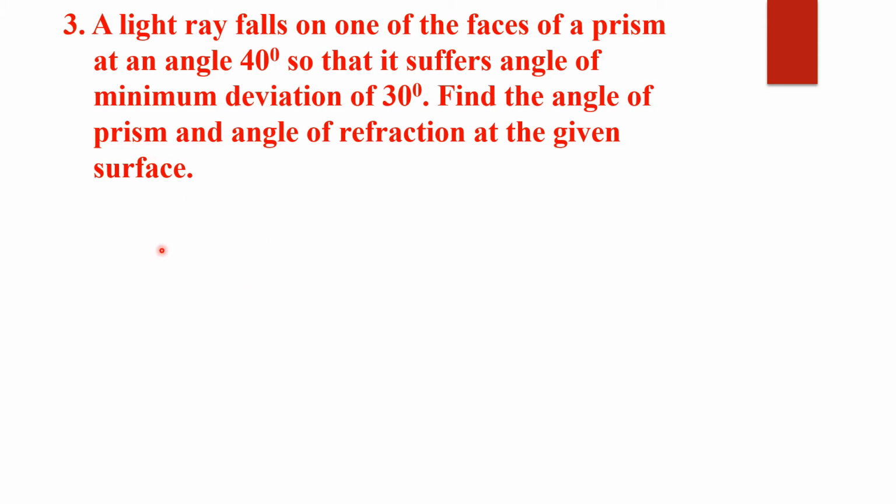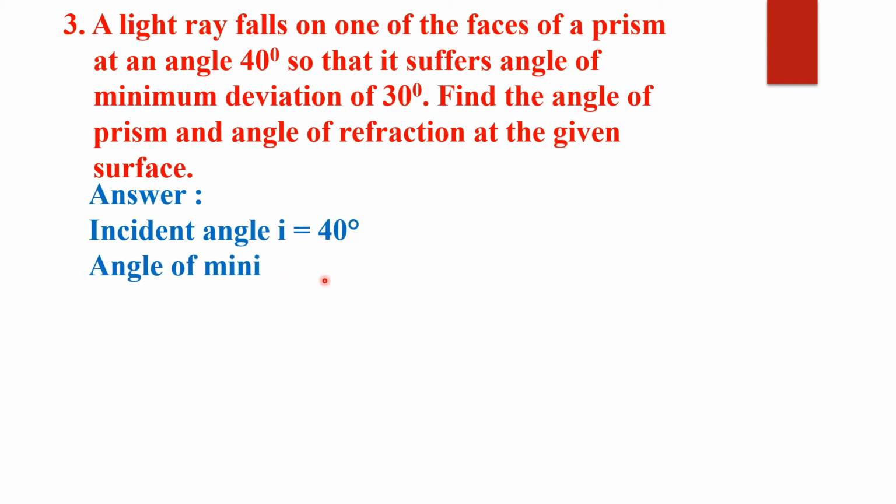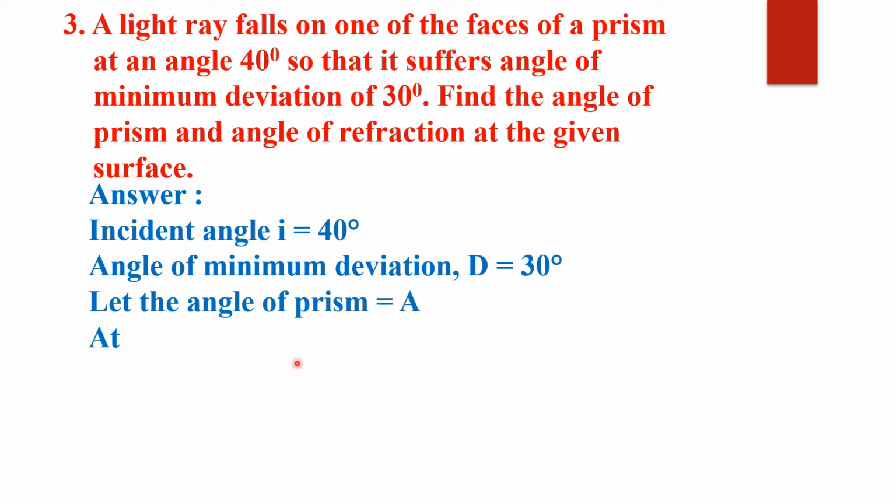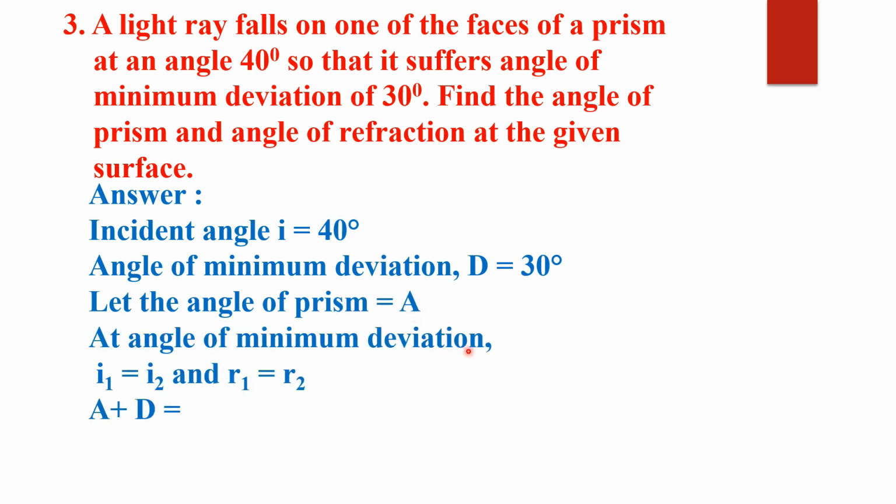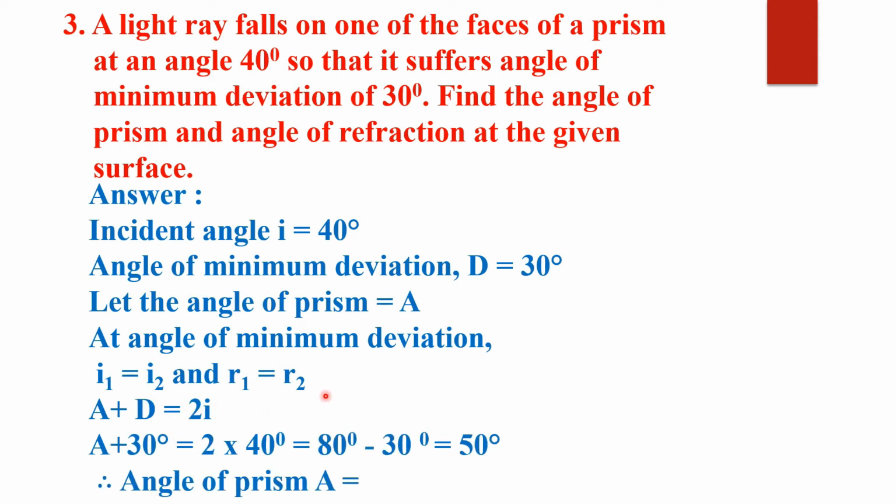Let us go to the solution. Incident angle is equal to 40 degrees. Angle of minimum deviation D is equal to 30 degrees. Let the angle of prism be A. At angle of minimum deviation, I1 is equal to I2 and R1 is equal to R2. So, A plus D is equal to 2I.